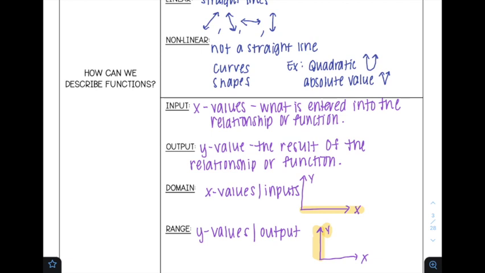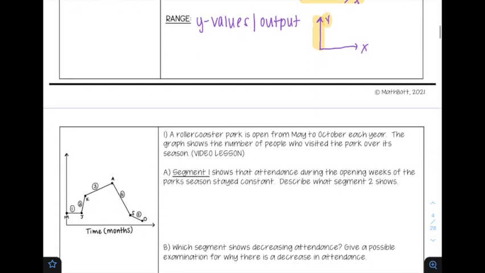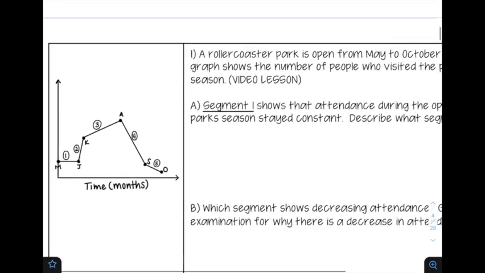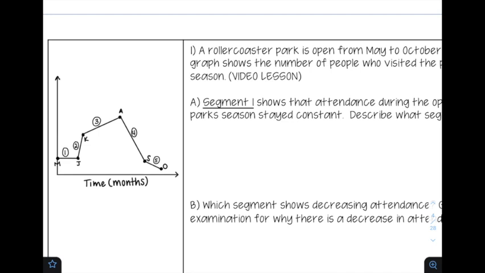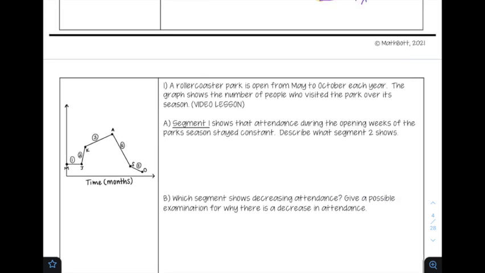Okay, so now let's apply these descriptions of functions and relationships to an actual situation. You see this graph on the left. The situation is that a roller coaster park is open from May to October each year. The graph shows the number of people who visited the park over its season. So people are going to go over here.